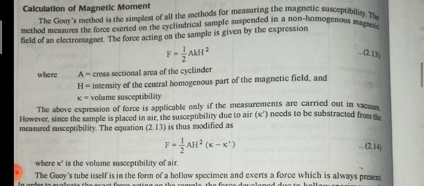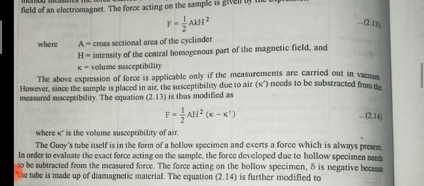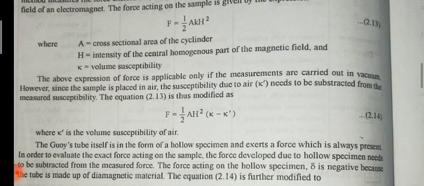The above expression of force is applicable only if the measurements are carried out in vacuum. However, since the sample is placed in air, the susceptibility due to air needs to be subtracted from the measured susceptibility, and the equation becomes F equals 1 by 2 AH squared (K minus K dash), where K dash is the volume susceptibility of air.